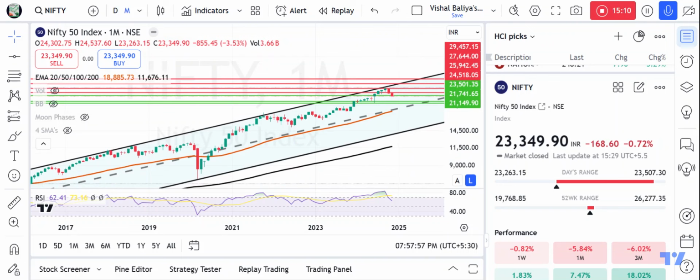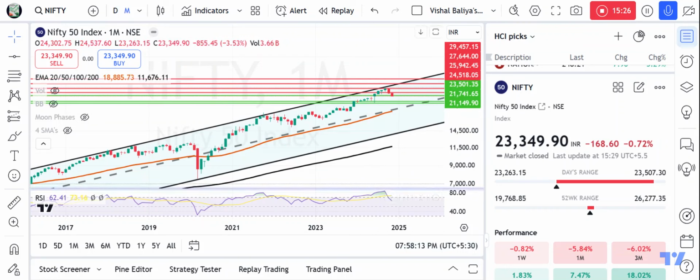Nifty has been moving in this channel since 2015, right? So it looks very unlikely that something bad is going to happen. Nifty has been traveling post COVID in the upper half of the channel. A little correction and consolidation happens.